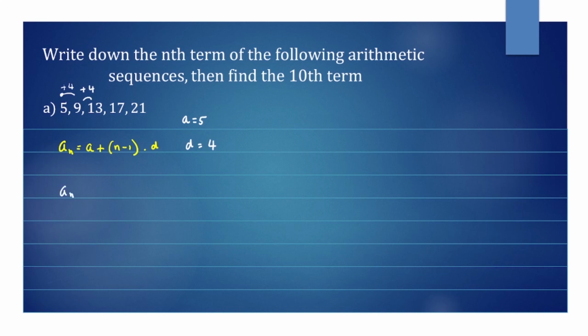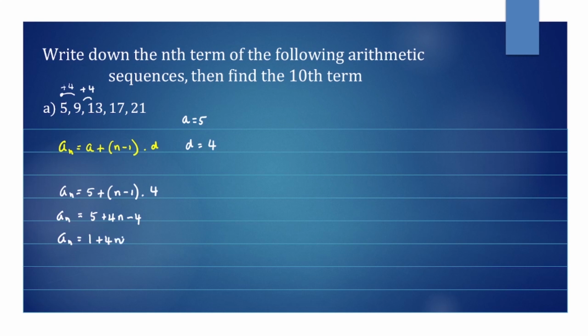So we have an is a, which is 5, plus n minus 1 times the common difference, which is 4, and we can simplify that. So we have an is 5 plus 4n minus 4. So the nth term will be 5 minus 4 is 1, plus 4n.